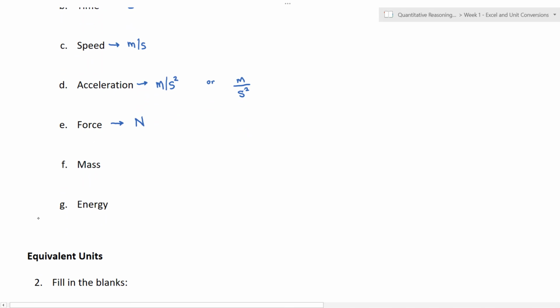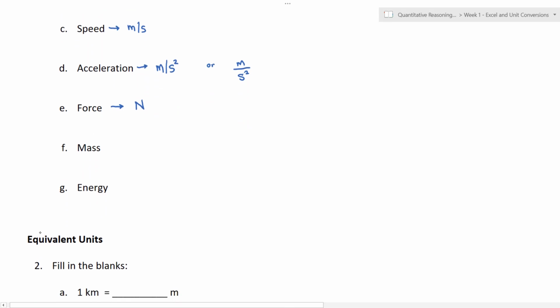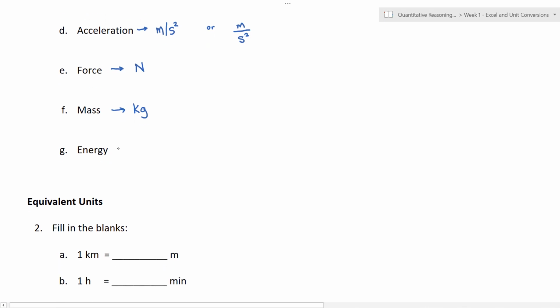Next is mass. The standard international unit for mass is the kilogram. In some courses like chemistry, they use grams, but the standard international unit and the unit we're going to use in this course is kilograms. So if a mass is given to you in grams, for example, or milligrams, you would have to convert it into kilograms. And then finally, we have energy. The standard international unit for energy is the joule.